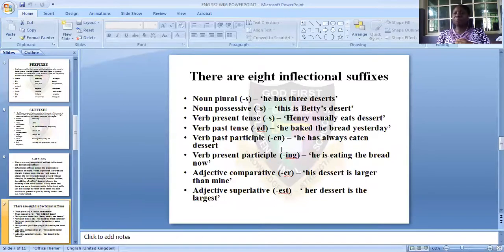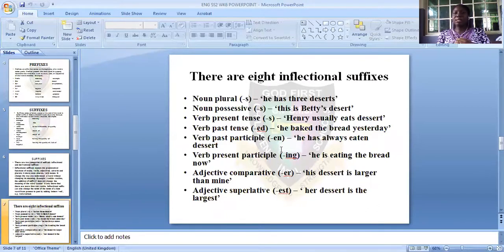Verb past tense ed. He baked the bread yesterday. Now we add ed to the word bake to show the tense of the verb baked, that it is in the past form.